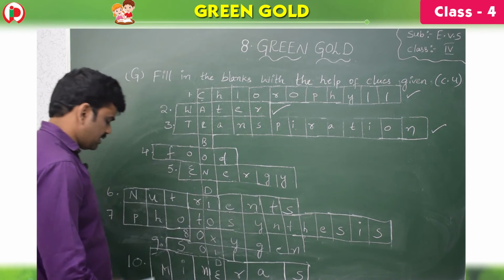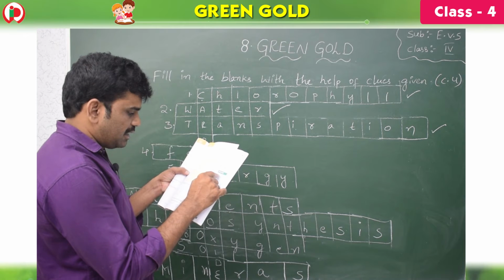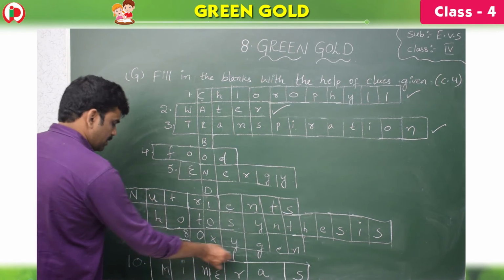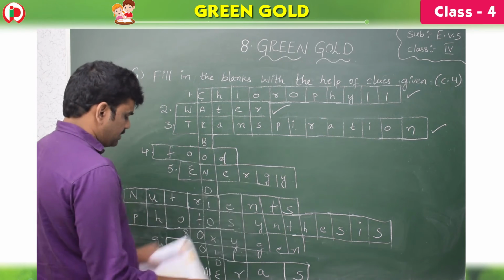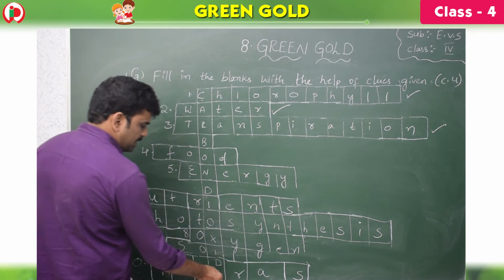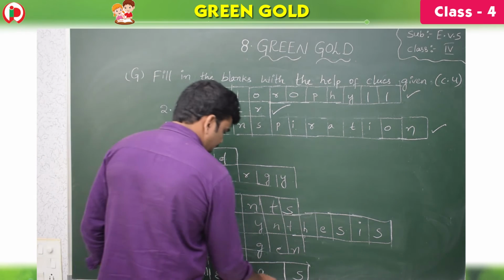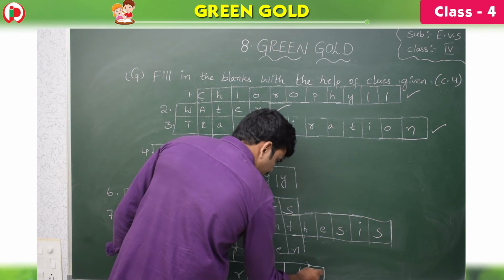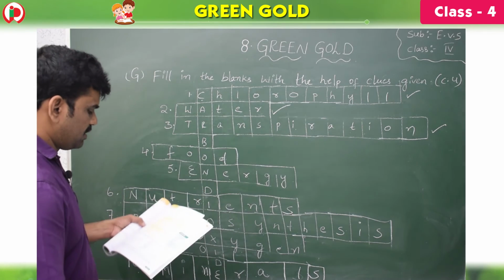PHOTOSYNTHESIS. Photosynthesis. Ninth one, children. 1, 2, 3. Third letter I. Yes, soil. Very small. SOIL. Last one. What is the left out one? Minerals. MINERALS. Yes, minerals. Okay, children.